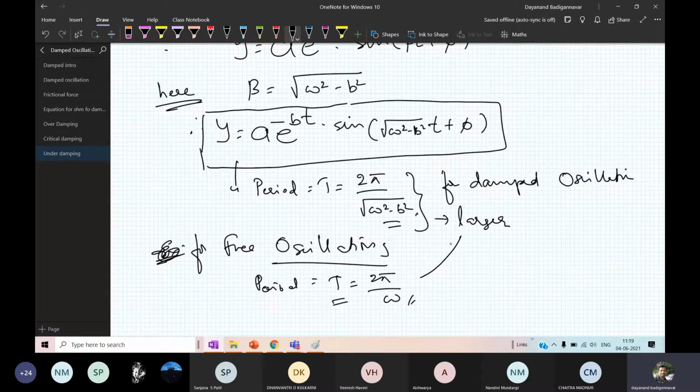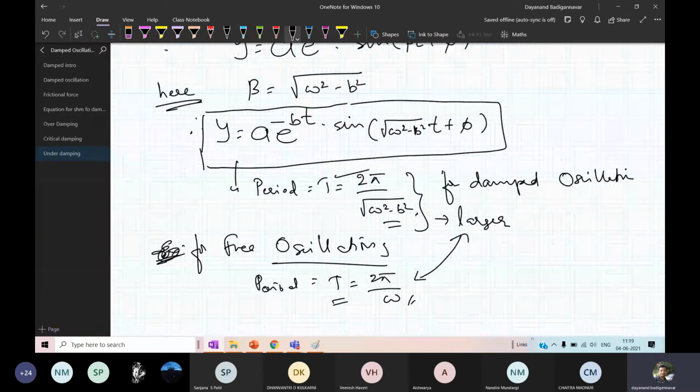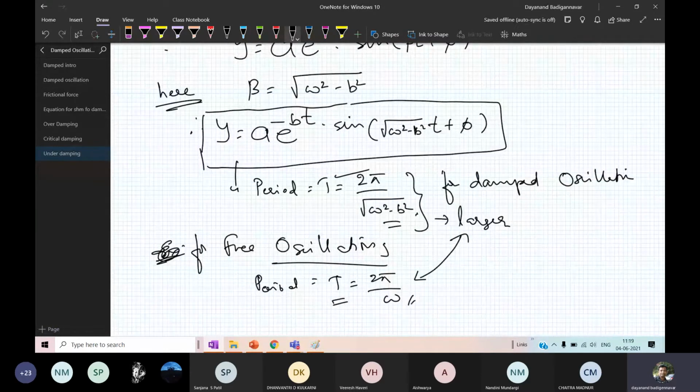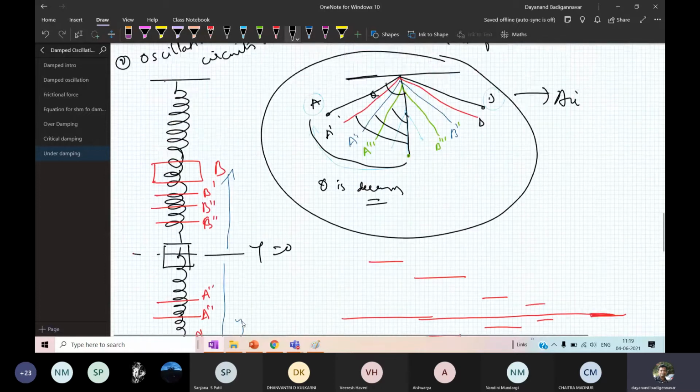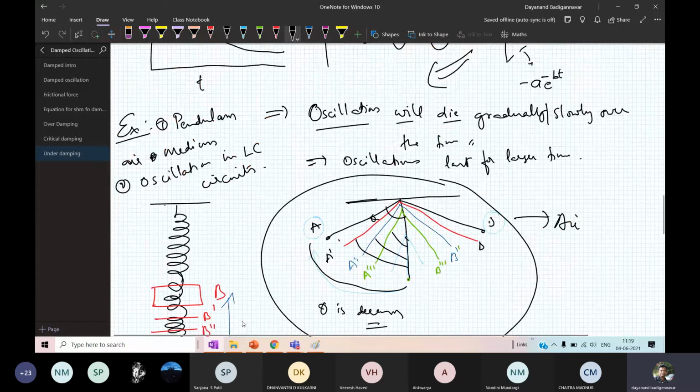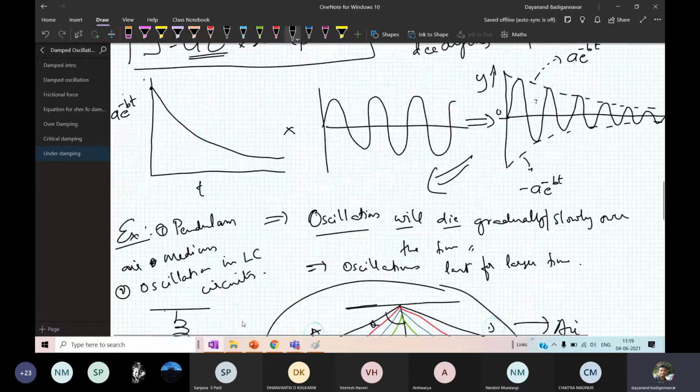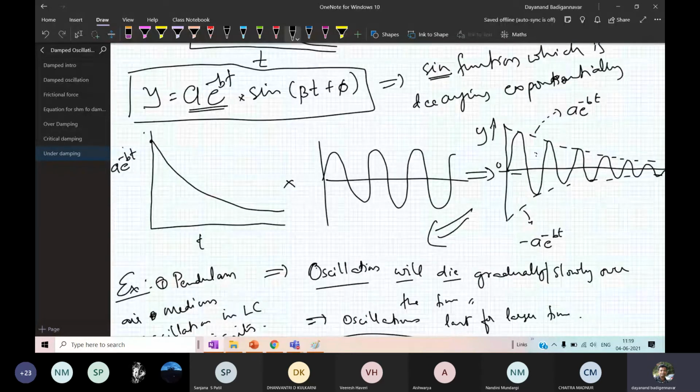That means over the time, the period goes on increasing. If you look at this diagram, initially the period, the time for one oscillation, is small. As the time goes on increasing, the period also goes on increasing. This is the nature of the damped oscillation. So this is how it is.